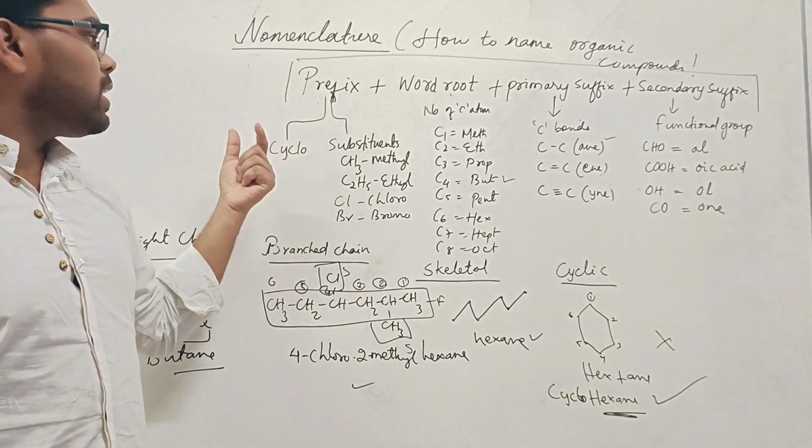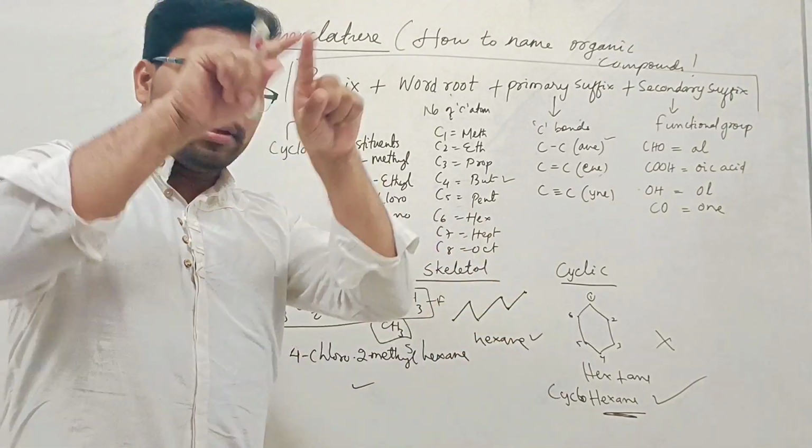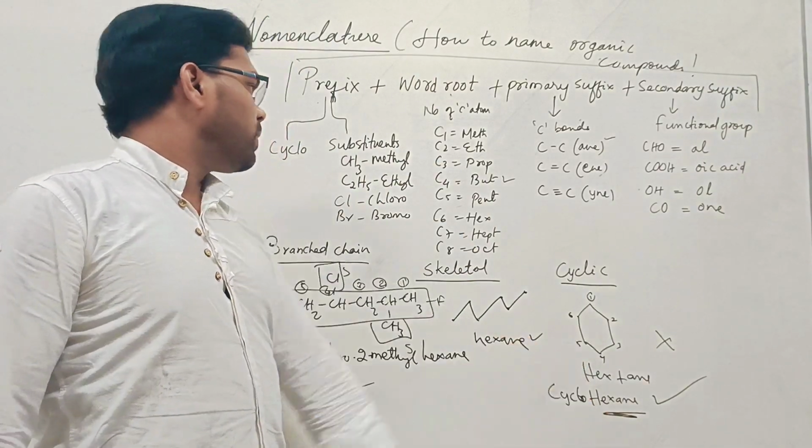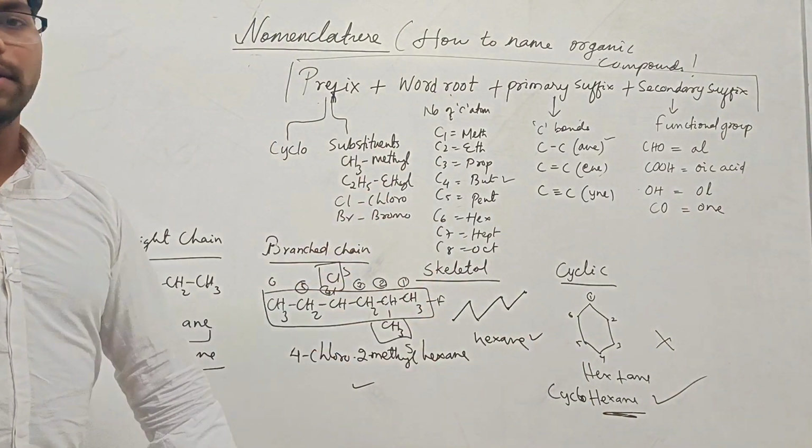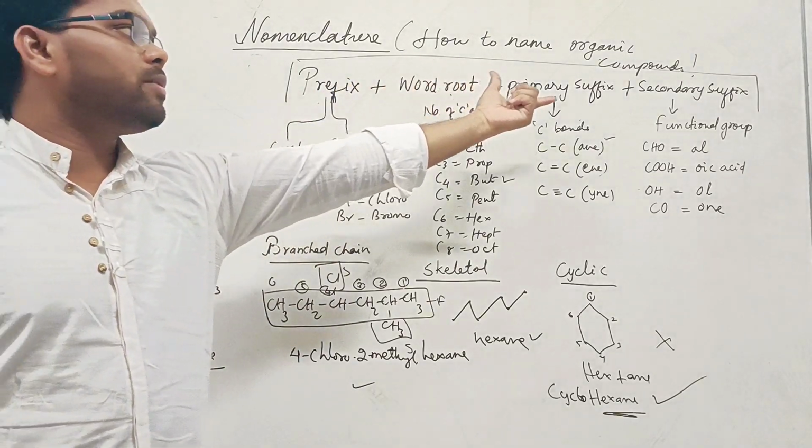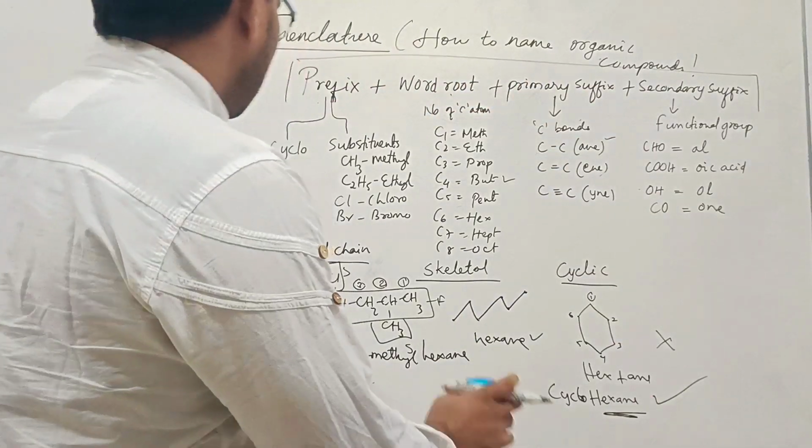So basically, prefix can be used for cyclic compound like this here. And substituent also can be used for prefix. If not, then primary suffix and secondary suffix. Okay, some other example let us see.